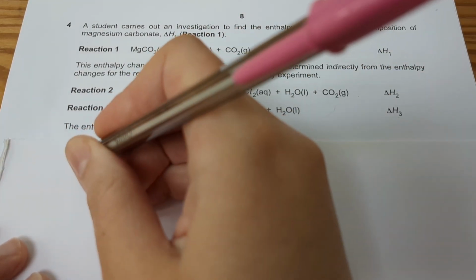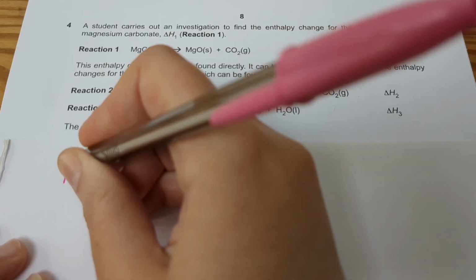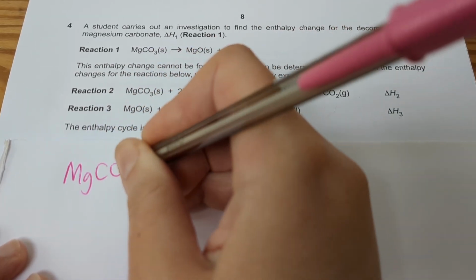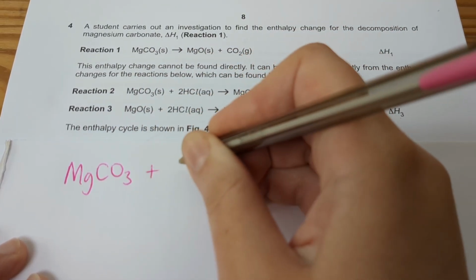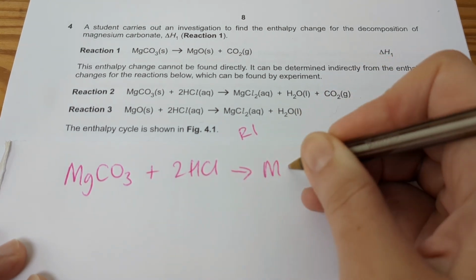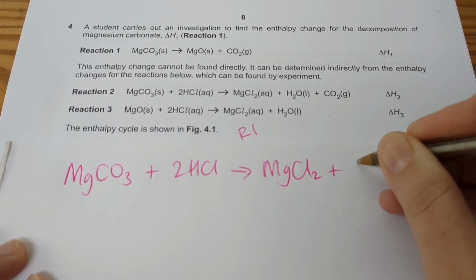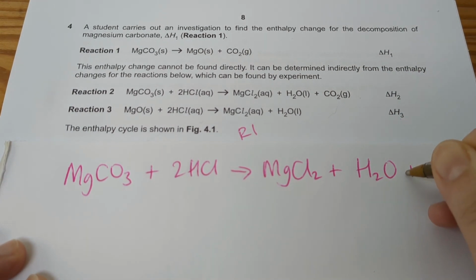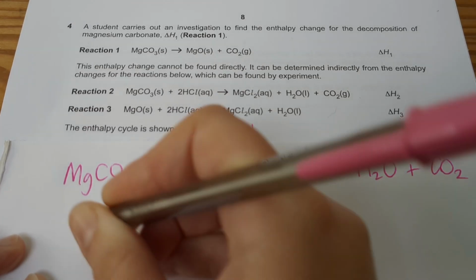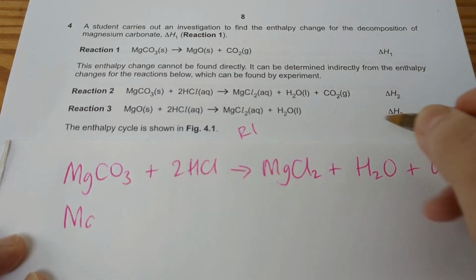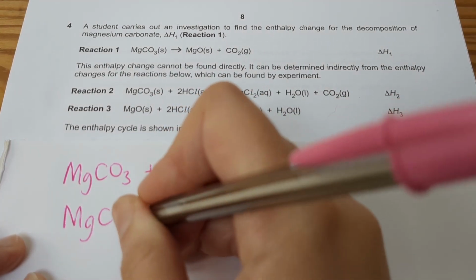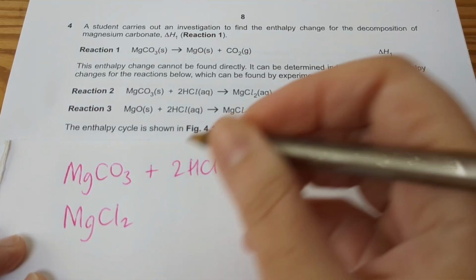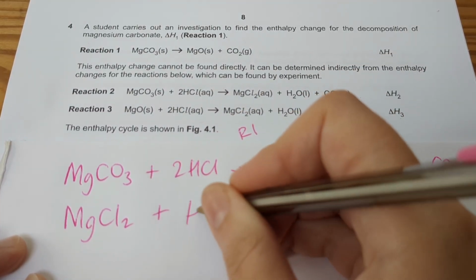So if I write these out then, we're going to keep the delta H2 equation as it is. So if you're not here for this bit, just skip past this bit, but it is worth knowing how to do this. And then I'm going to reverse this delta H3 now. So the products over here are going to become the reactants, and you'll see why soon.